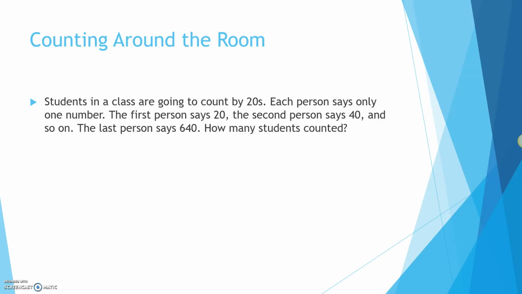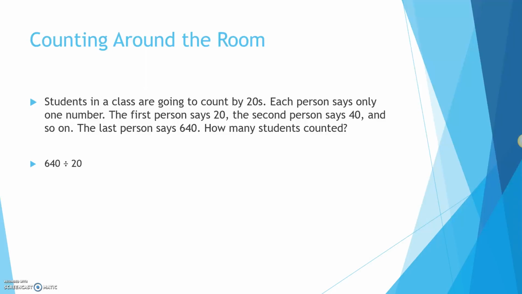Let's look at this first word problem. Students in a class are going to count by 20s. Each person says only one number. The first person says 20, the second person says 40, and so on. The last person says 640. How many students counted? Well, we have to think about what our division problem is going to be. And our division problem for this word problem is going to be 640 divided by 20.